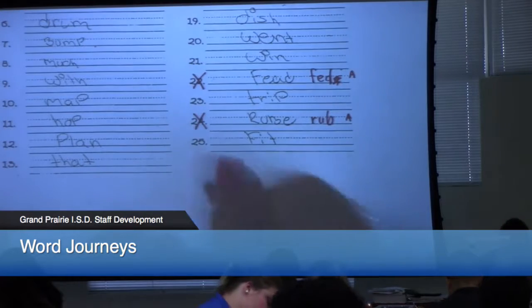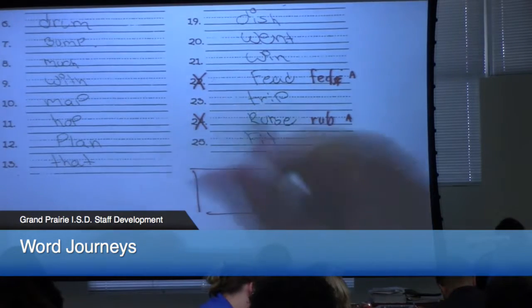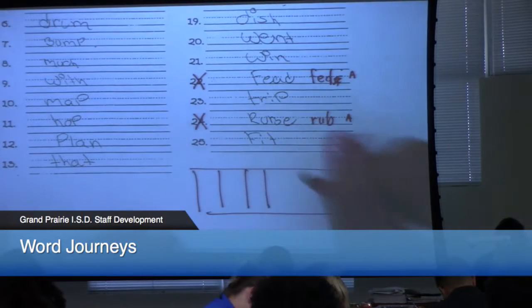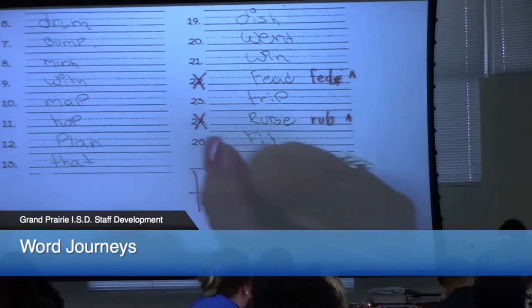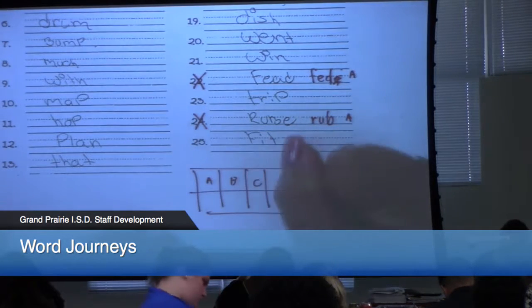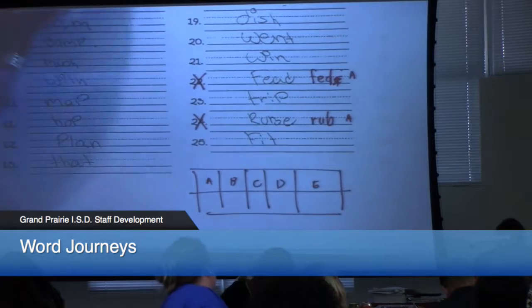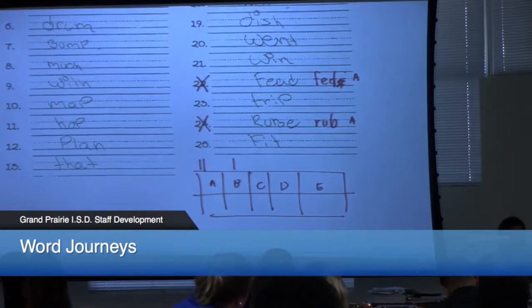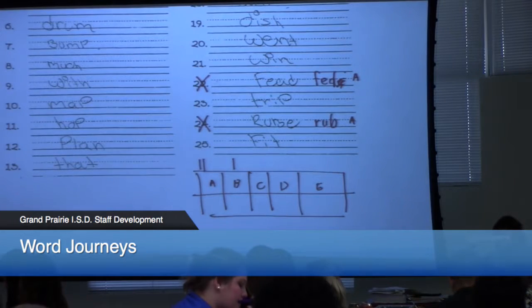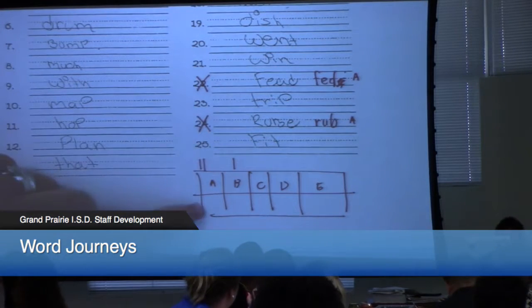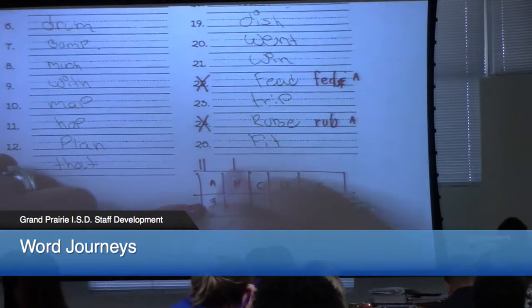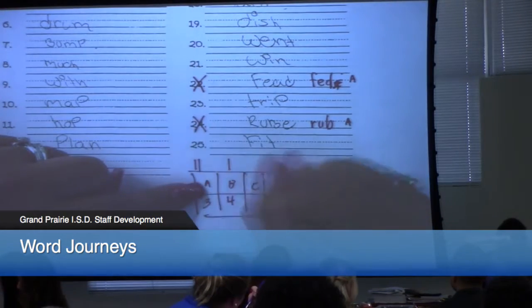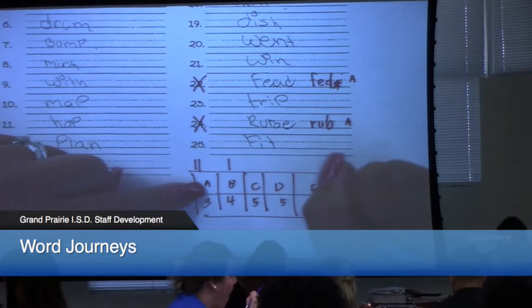I go to the bottom. I draw my box. You guys probably don't need to do that because you already have it on your sheet. I do A, B, C, D, E, B, A, A. You guys with me so far? Okay. Total of 5. So 2 here. How many here? 3. 1 here, 4. So it's just 5, 5, 5.